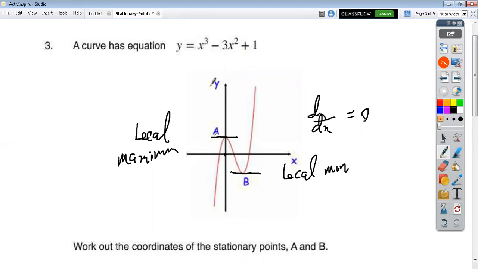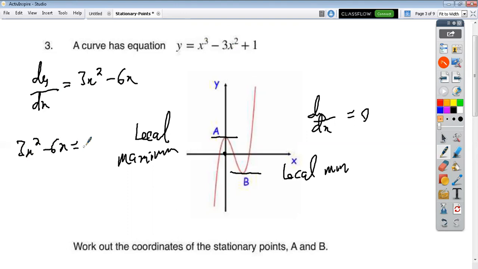Now, this is the easiest one. I can tell the x value is 0. Let's differentiate this first. So dy over dx is equal to 3x squared. Multiply that, you get minus 6x. 1 gives you 0. So you're saying 3x squared minus 6x is equal to 0.